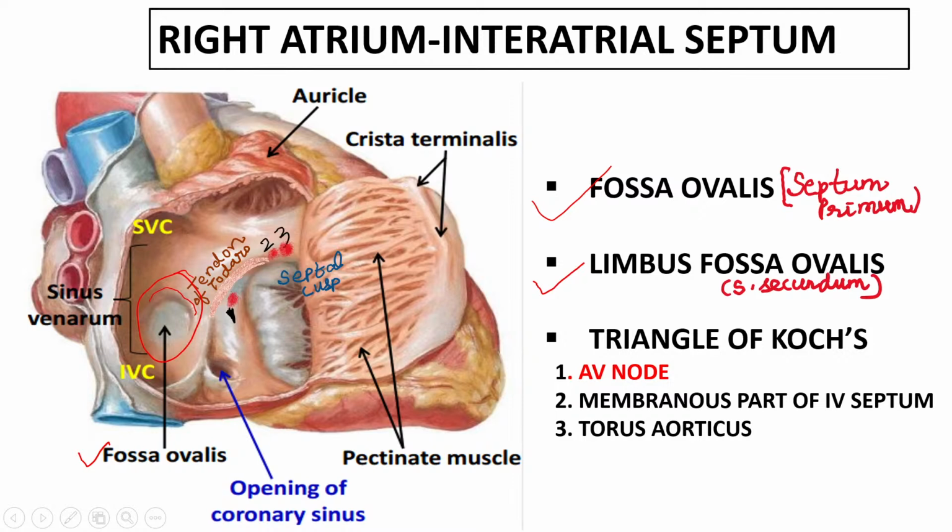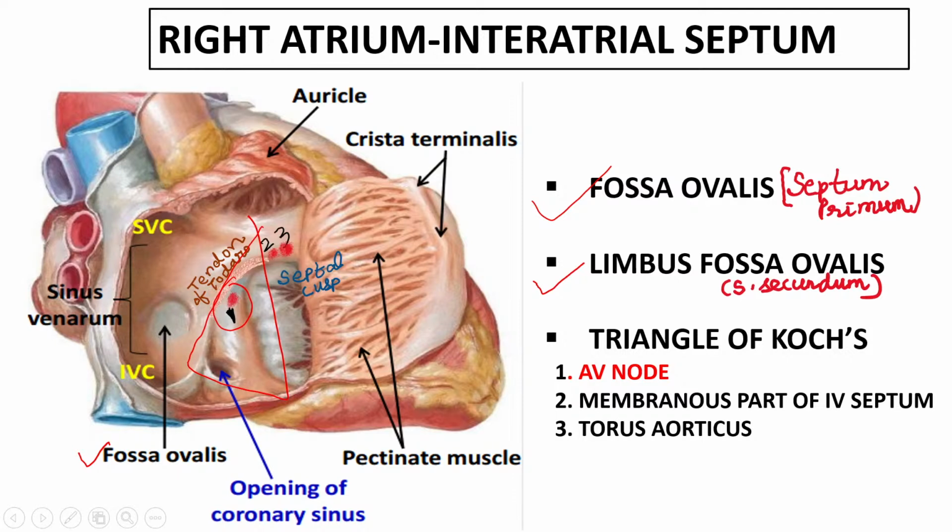So, on the interatrial septum, we will see the fossa ovalis and limbus fossa ovalis, which are remnants of septum primum and septum secundum respectively. Now, the third feature which you will see along the lower part of the interatrial septum is this triangular area, which is named the triangle of Koch. Its importance is that it is more clearly visible during surgery and in live hearts, and in this triangle of Koch, the AV node is located.